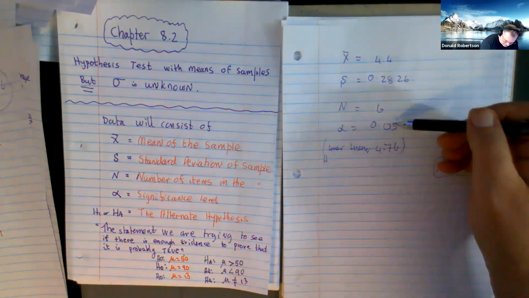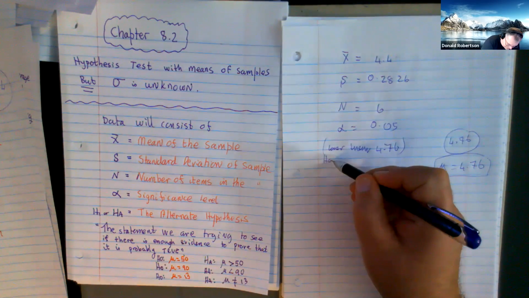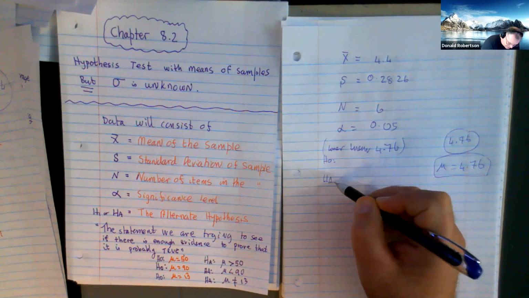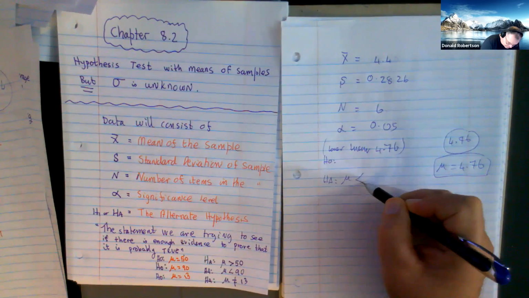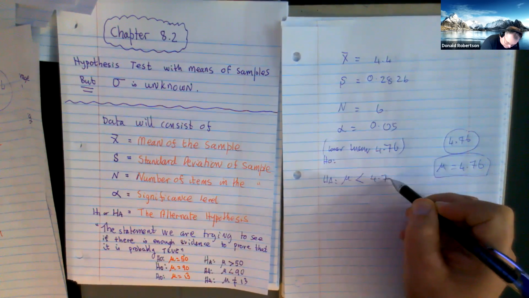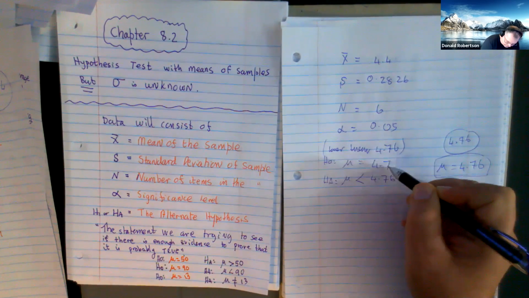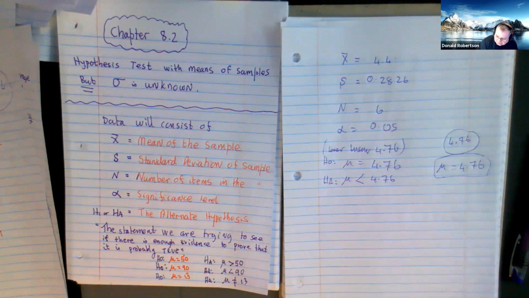There's all the data. Is there enough evidence to prove that it's lower than this number? Lower than 4.76, or equal to 4.76, right? So there is all the data. Now it's just like every other question.